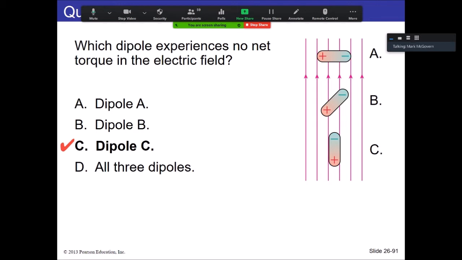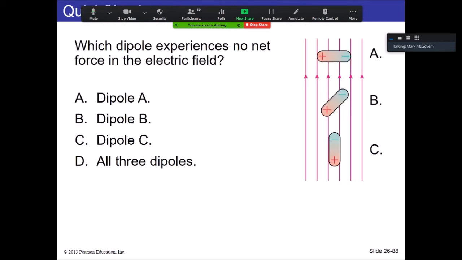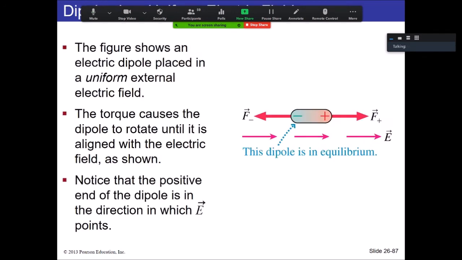Okay, it's C. However, look at C, right? Check C out there. Is that the same as this? Okay, again, look at this one here. Okay, no net torque here, right? And then look at C. Are they the same?